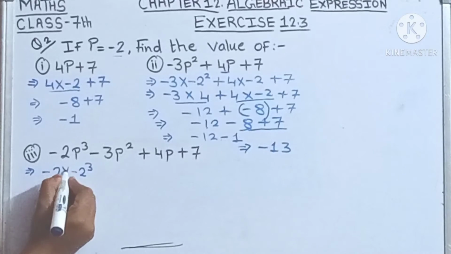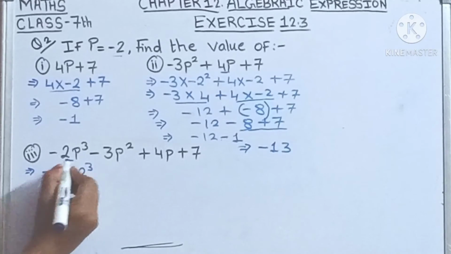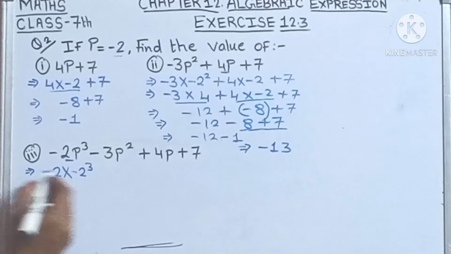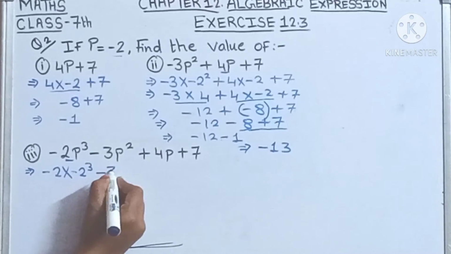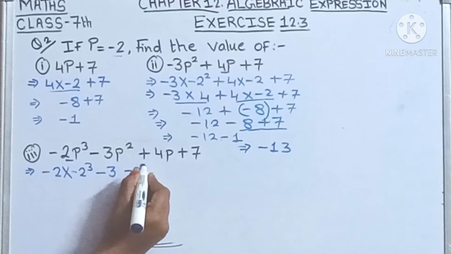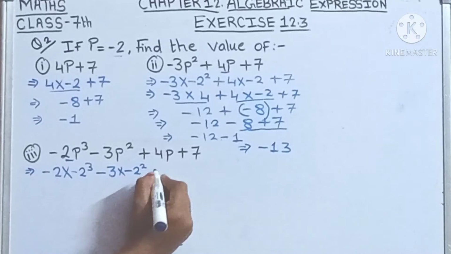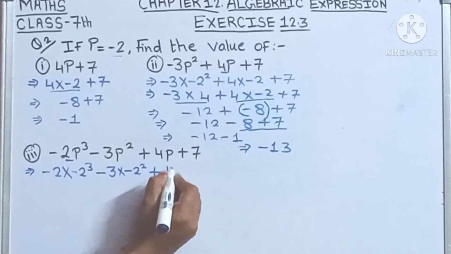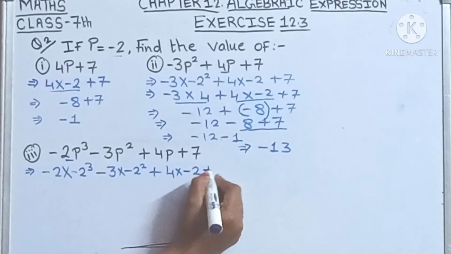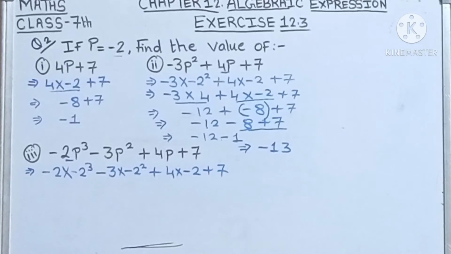We will put the multiplication sign. Why? Because in between there is no sign given. No sign is given in between 2 and p, so multiply. Now this one minus 3, and again p square, in the place of p square minus 2 square, and in between multiply, plus 4 in the place of p minus 2, in between multiply, and plus 7. What we did? We had just put in the value of p.